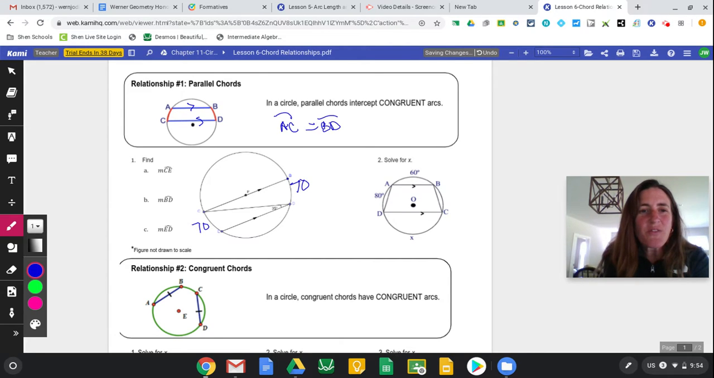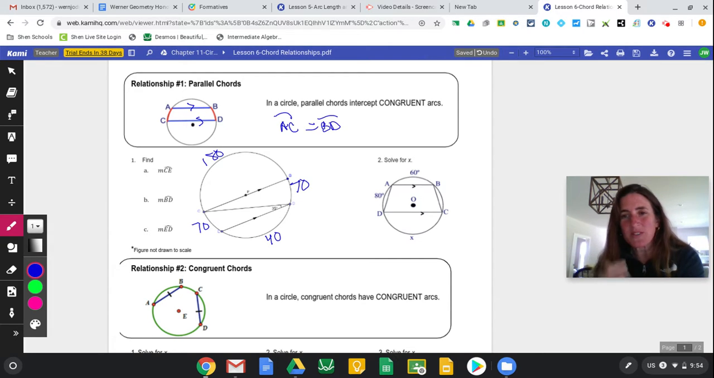And look, this is a fun diameter. It looks like it's going through the center. So that means this arc up here is 180. If I have 140, that means this arc over here is 40. I just found all the arcs of that circle without even doing anything.